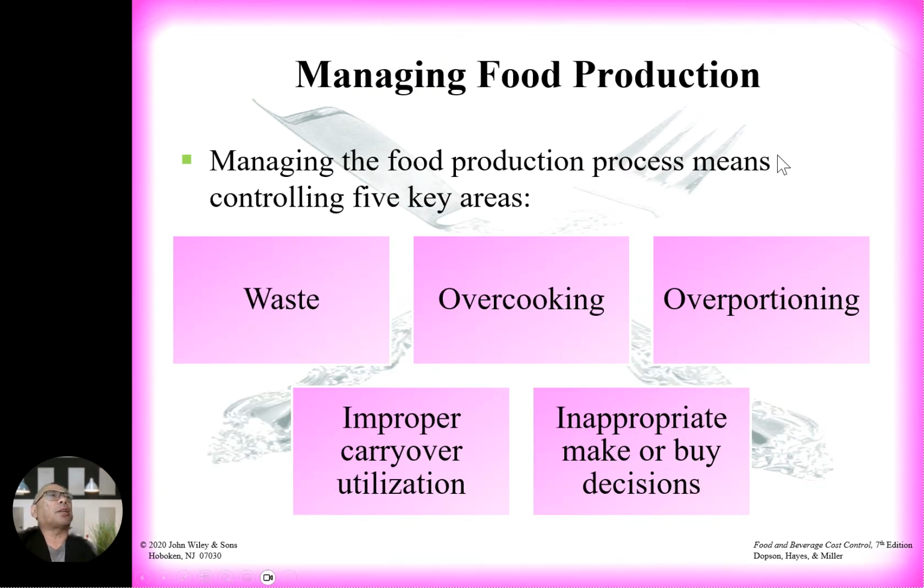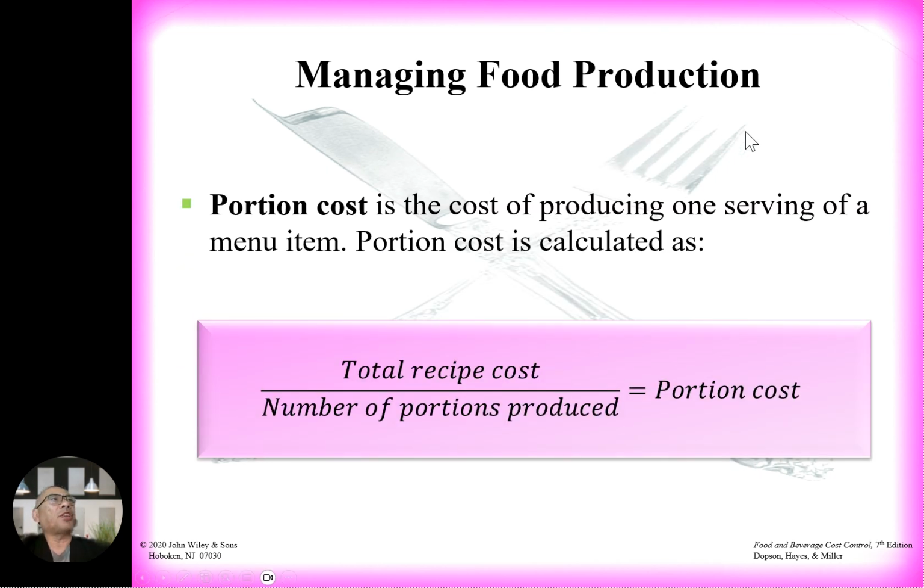Managing the food production process means controlling key areas, which are waste, overcooking, overportioning, improper carryover utilization, and inappropriate make or buy decisions. If you make a mistake in buying too much milk or too many other ingredients, they can get stale. That is going to be costly and inefficient, and it means high expenses in your company, in your restaurant. Okay, and then managing food production.